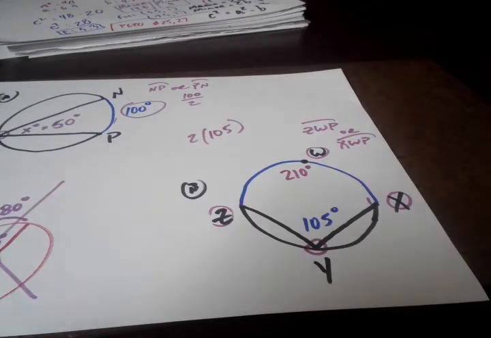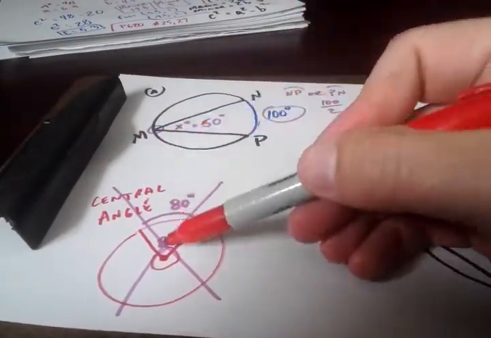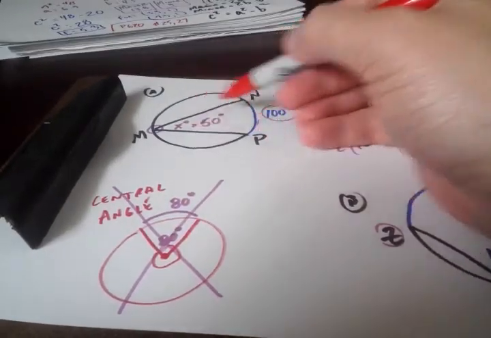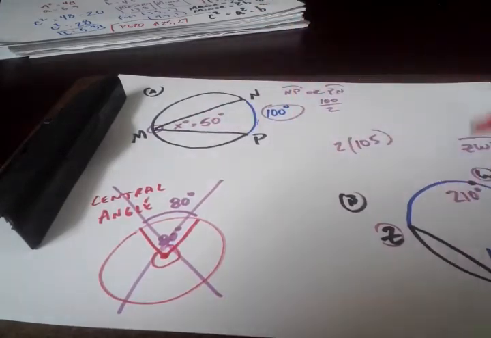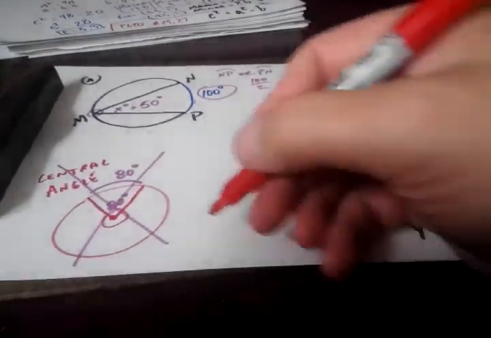Relatively short today, but I know it's a little confusing. Remember, we started talking about the central angles. Central angles are different. With this one, the arc is twice as big as the angle, and the angle is half as big as the arc.